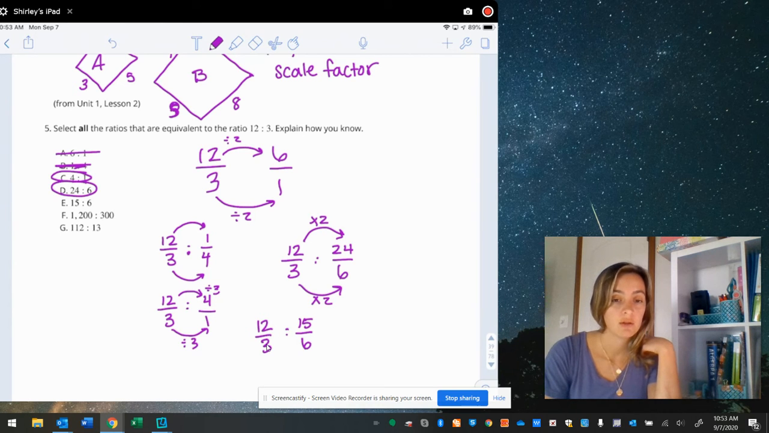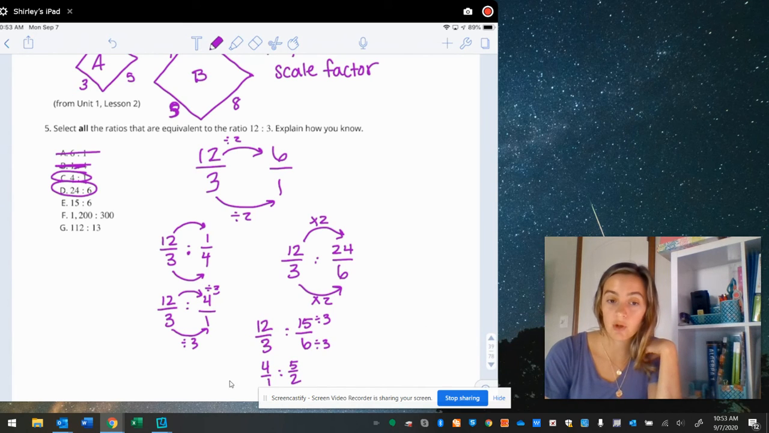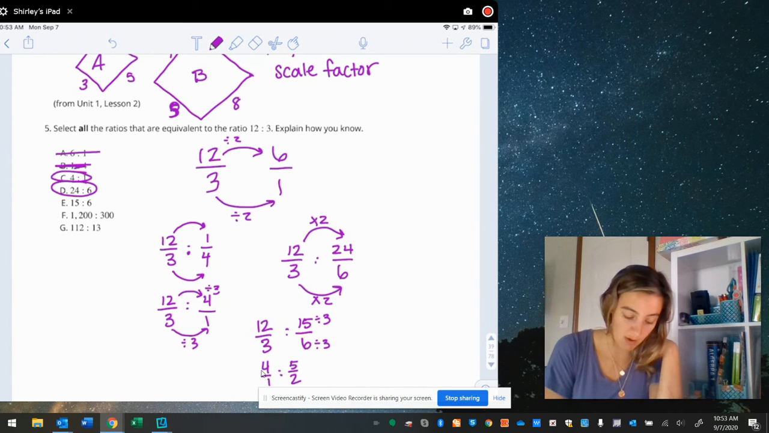So 12 reduced over 3 is going to be 4/1. 15 and 6, I can reduce them by dividing them by 3. That's going to reduce to 5/2. Those aren't the same, so that's not an equivalent ratio.